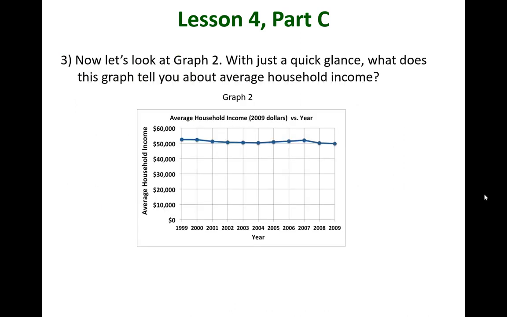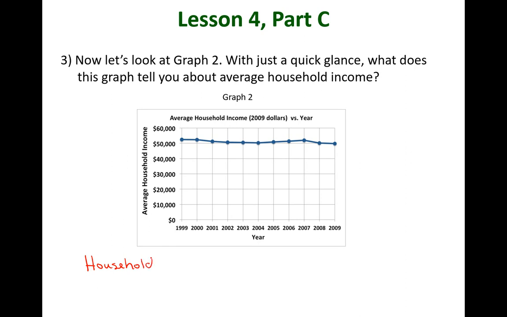Question 3 says, now let's look at graph 2. With just a quick glance, what does this tell you about average household income? Notice this is an average household income for the same period of time. But all of a sudden, it looks like household income was fairly stable, and I think that's a valid statement.